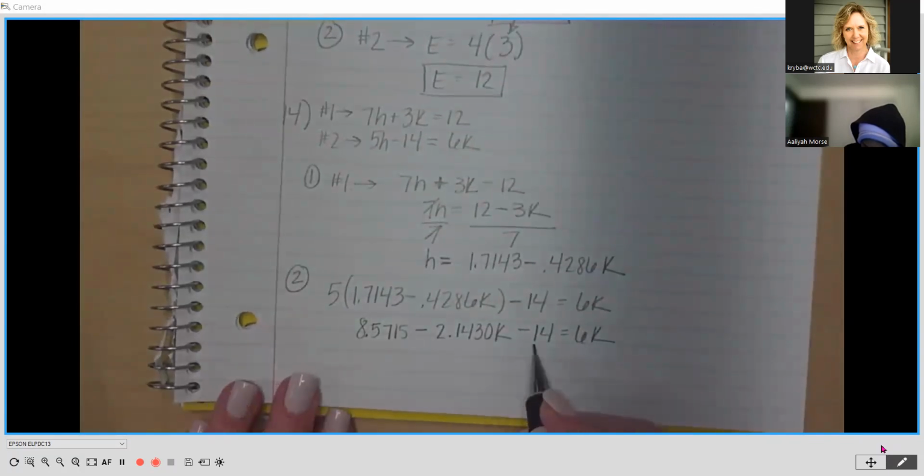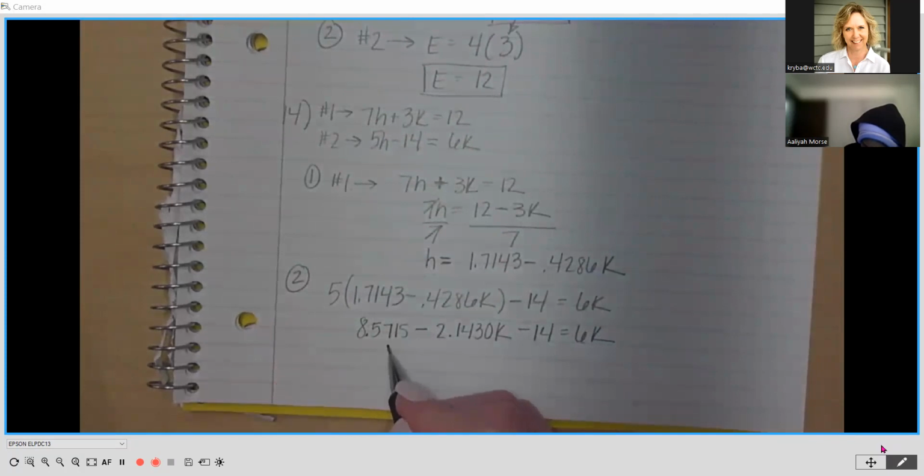Now I can combine what I can. So I got the 8.5715 minus 14.